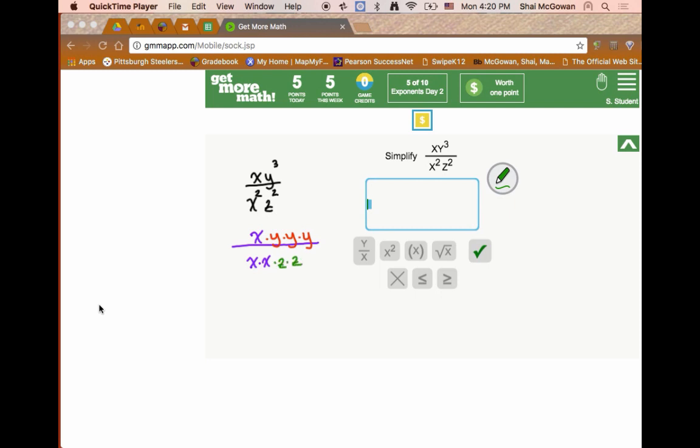So what can we cancel? Cancel an x with an x. We have no other y's to cancel. We have no other z's to cancel. So that's what's left as our answer.